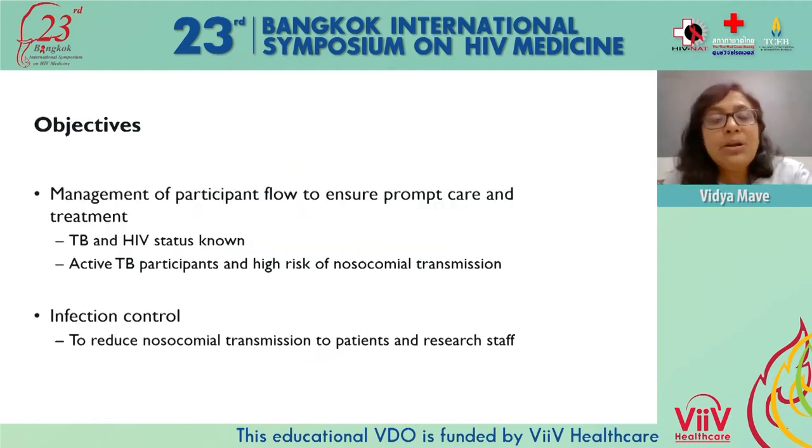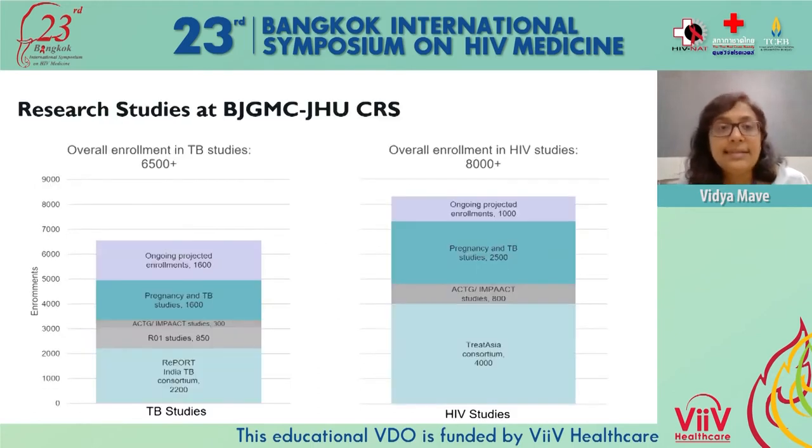So we see on a routine basis TB cases as well as HIV cases who participate in our clinical research. What is key for that is to manage their flow so that they get prompt care as well as treatment, but then ensure that there is no risk of nosocomial transmission, and then infection control strategies need to be implemented in research settings.